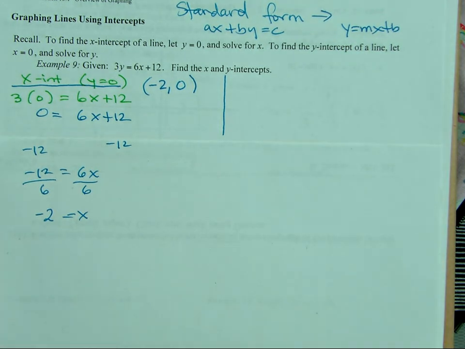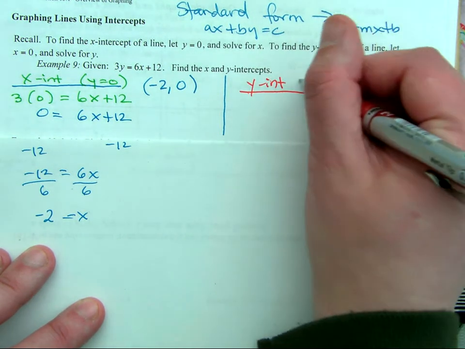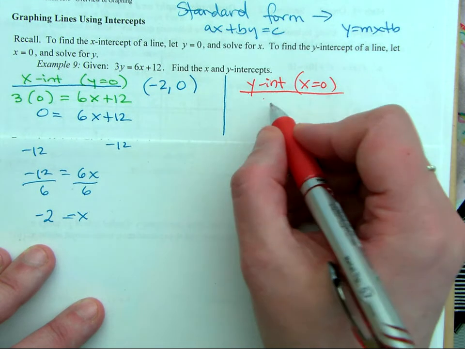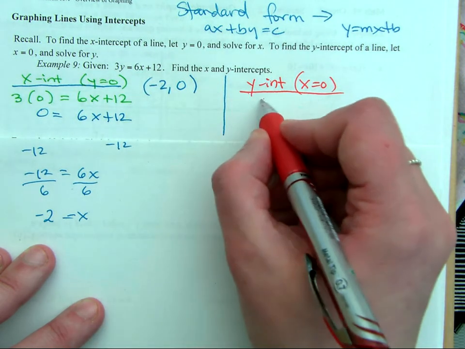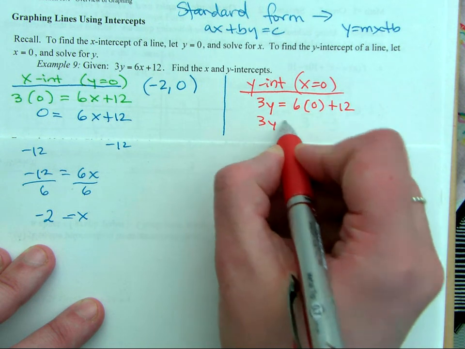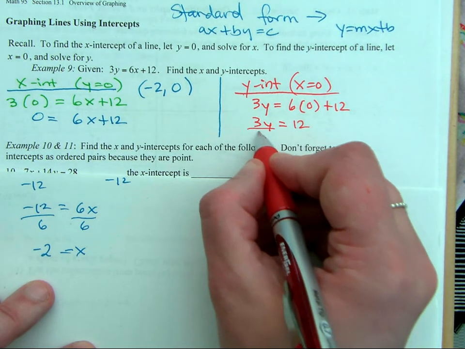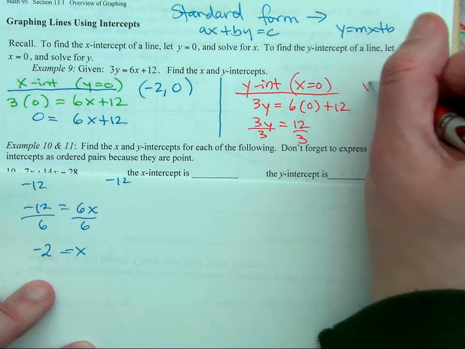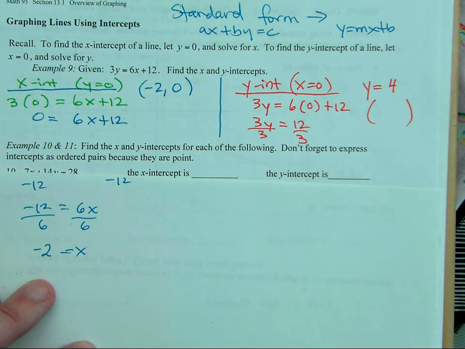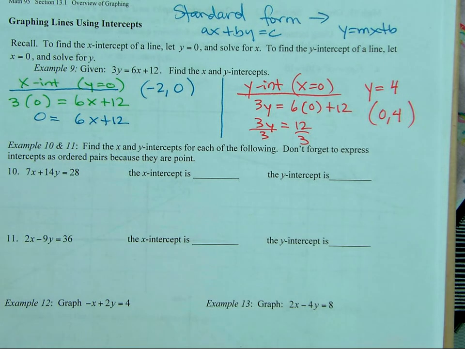To find my y-intercept, I'm going to do the exact same thing, except instead of setting y equal to 0, to find the y-intercept, what do I do? I set x equals 0, and I'm going to solve for y. So I take my equation, and wherever I see an x, I'm going to put a 0. So I have 3y equals 6 times 0 plus 12. 3y equals 12. And how do I get y by itself? And I get y equals 4. So what's my ordered pair for my y-intercept? 0, 4. And then once I have those 2 points, I'm going to be able to graph the line.